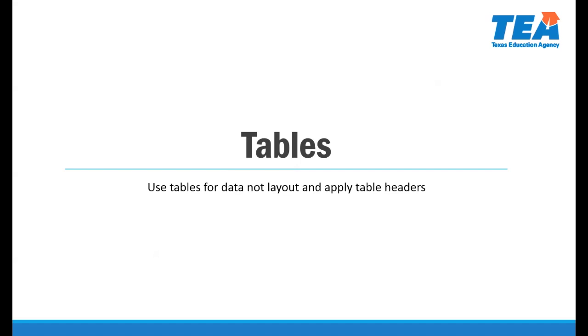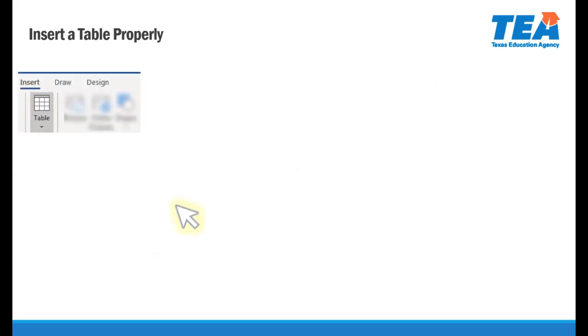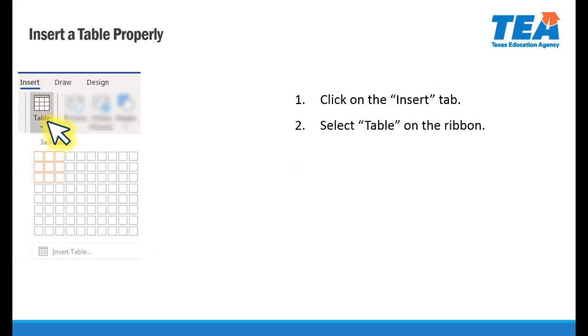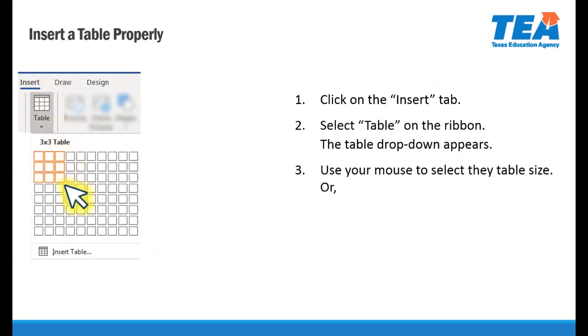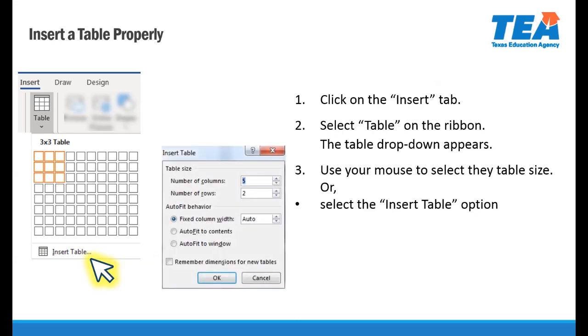Tables should have table headers and be used for data, not layout. In Word, there are many ways you can insert a table, but there's only one correct method to do this. On the Insert ribbon, select Table. This will provide a drop-down grid option to select the size of your table. If the dimension of your table is not available, you can select the Insert Table option at the bottom of the grid. This will open an Insert Table window where you can insert the columns and rows of your table.